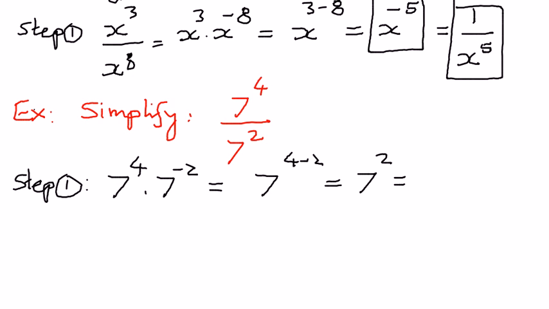We know that 7 to the power of 2, the base term is 7 and the exponential term is 2, therefore the number of times the base term needs to be repeated is 2 times, therefore 7 times 7 is 49, and therefore that is where we want to leave it. So when we simplify 7 to the power of 4 divided by 7 to the power of 2 using the laws of exponent, it simplifies to the number 49.